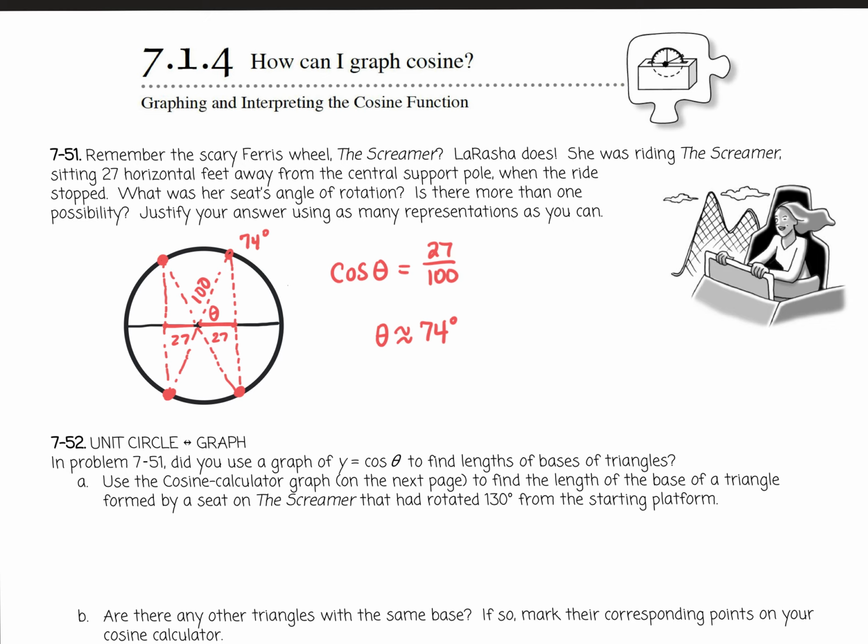So I would need to go backwards from 180 by 74 degrees. So I would get 106 degrees for the angle in the second quadrant. Go forward from 180 by 74 degrees, and I'm going to get 254, and then go backwards from 360 by 74 degrees, and we'll get 286 degrees. So she actually has 4 different places on the Ferris wheel that she might have been stopped.